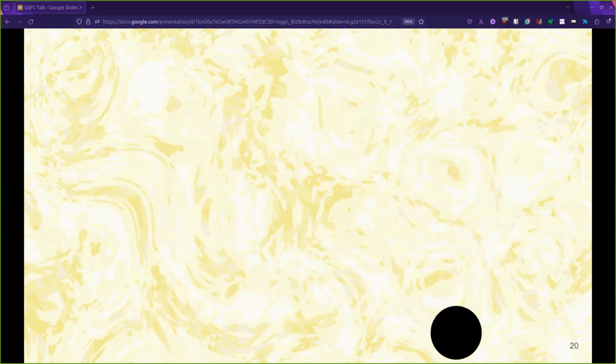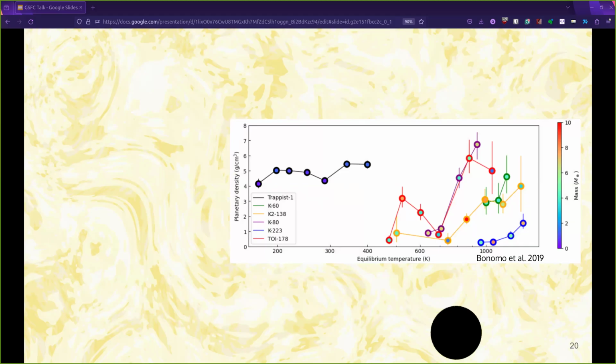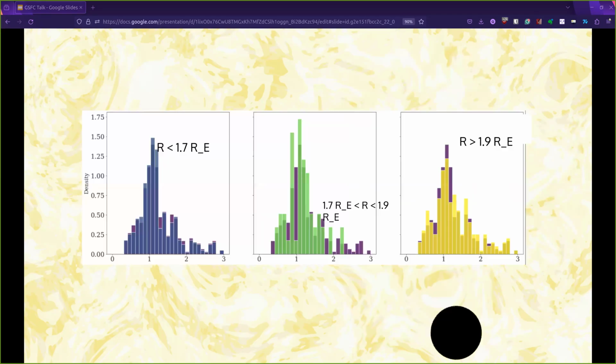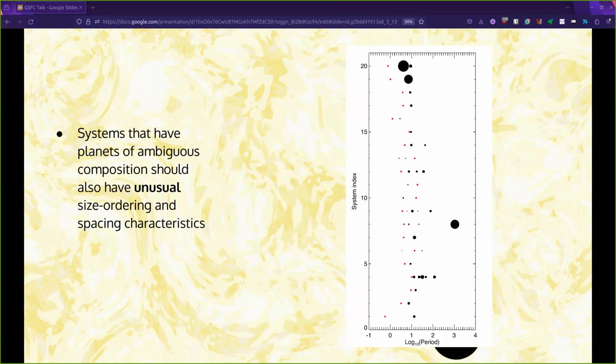I'm going to bring this slide back because I'm a bad writer and the distinction between foreshadowing and lampshading is lost upon me. So understand that when you have a hammer, everything starts looking like a nail, but that won't stop me from hammering home the point that giant impacts can also be responsible for deviations from orderly formation. I really want to underline this: systems that have planets of ambiguous compositions, like the weird density things that we saw in the previous slides, should also have unusual size ordering characteristics.